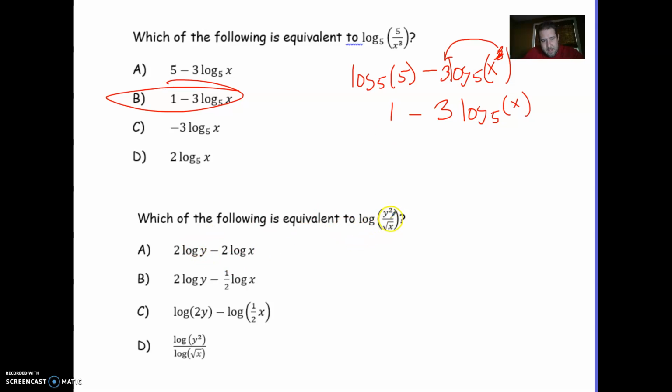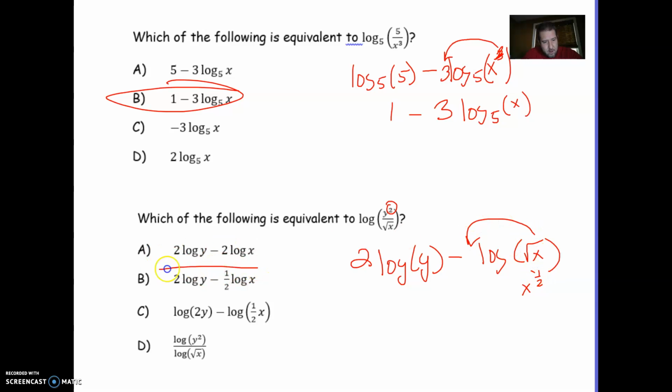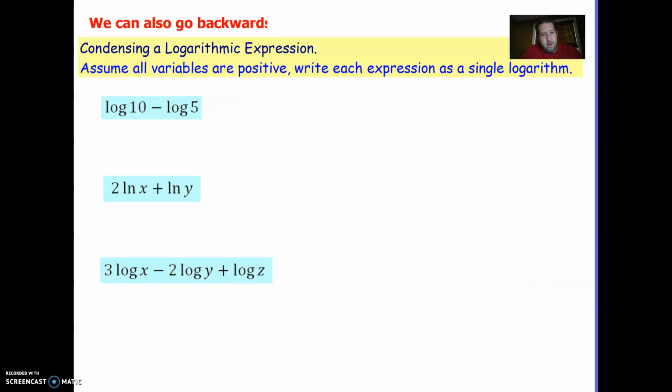Which of the following is equivalent to this? Okay, so this is division. So this would be log 2 times, because of the exponent, log of y minus log of the square root of x. And that would be, okay, so log square root of x is really x to the 1/2 power, so that 1/2 power can be moved out in front. So there's the answer right there. I forgot about that on a prior question.